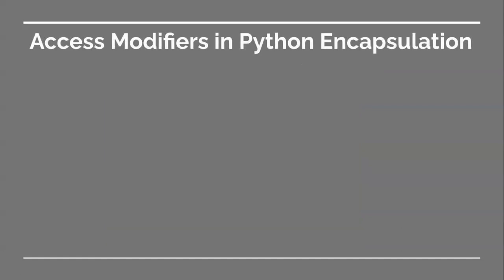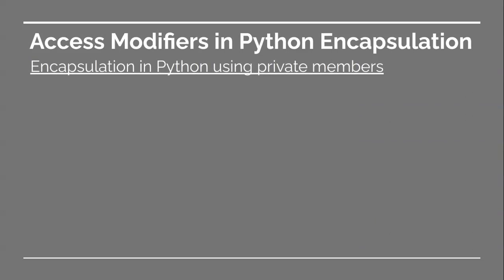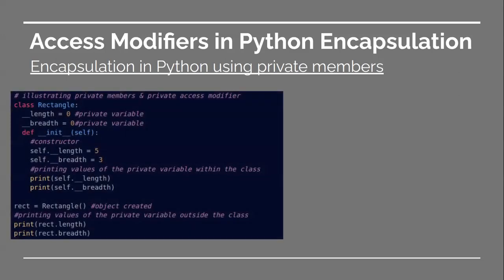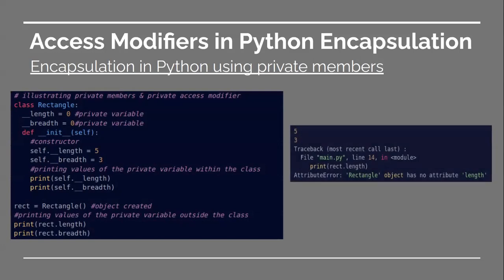The private access modifier allows member methods and variables to be accessed only within the class. To specify a private access modifier for a member, we make use of the double underscore. Let's check out this example to understand how we can implement encapsulation using private members. We have accessed len both within and outside the class in the above snippet. Let's see what kind of output that gives us. We can see that we have received an attribute error in the output.